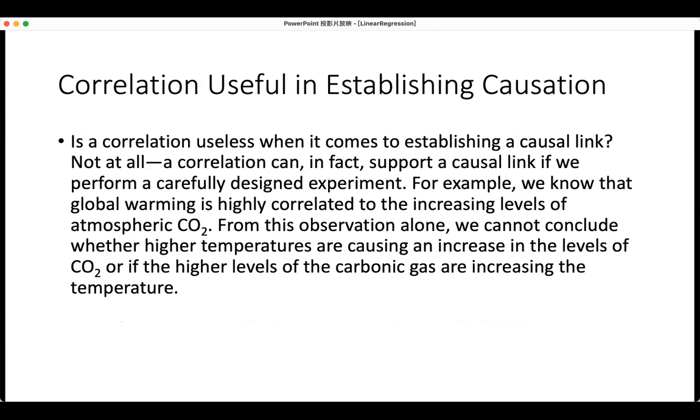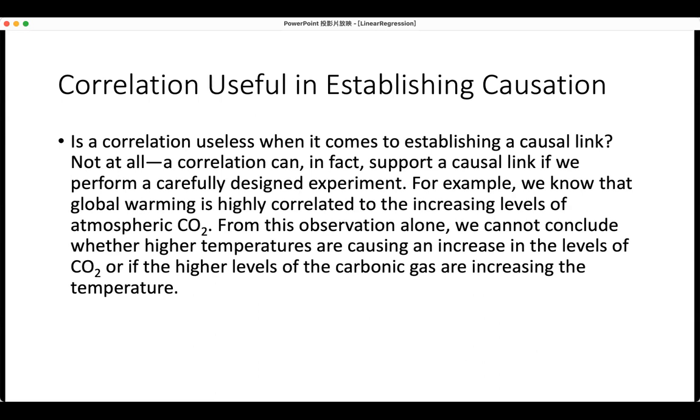As I said, correlation is useful in establishing causation, because causation is obviously one level up from correlation. So correlation is not useless when it comes to establishing a causal link. A correlation can in fact support a causal link, but we need to perform a carefully designed experiment.